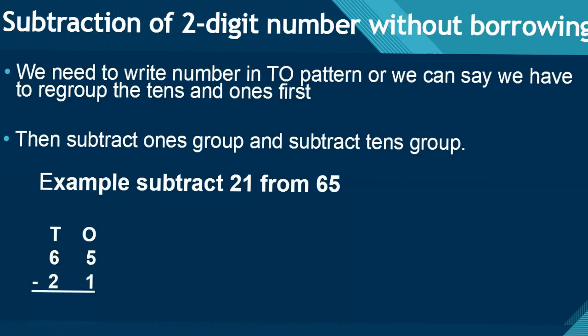So we'll write it with the minus sign. Now we have to subtract the ones group first. Then 5 minus 1. How will we do that? We have to draw 5 lines, and then we will cancel one line from this. Then we get 4 lines. In the tens group, 6 minus 2 is 4. So we got the answer 44. Let's see one more example.